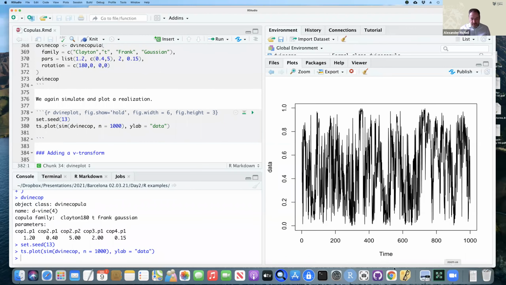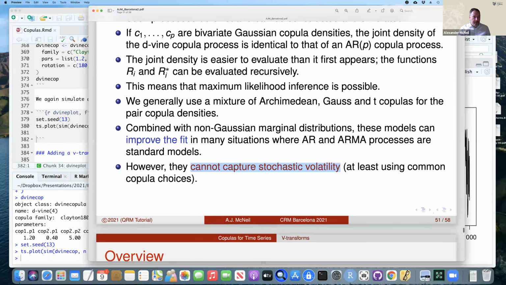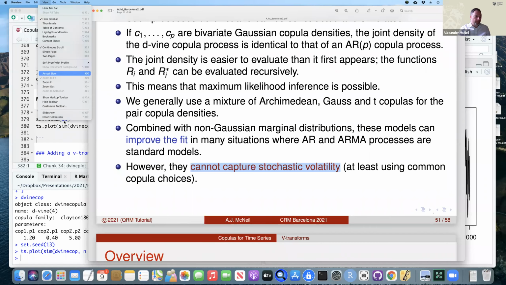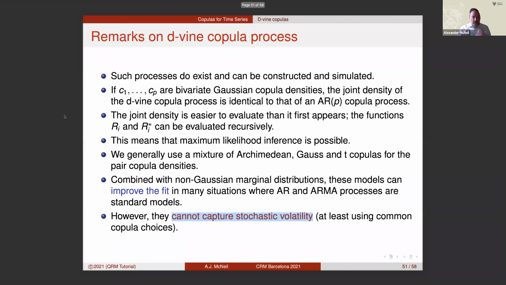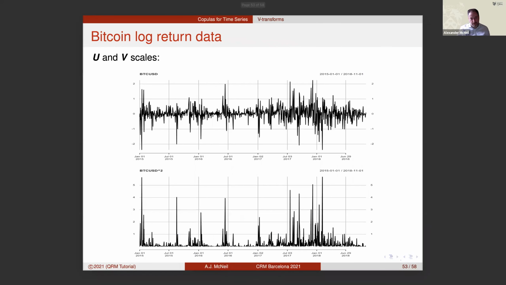So let's go back to the very final section of the theory. So this point that I'm making here, so far what I've shown you would be fine for many macroeconomic time series. Anything that uses an ARMA process, we can change the distribution, we can change the serial dependence copulas, what I call the partial copulas, but we can't capture stochastic volatility. That requires something else. And that's the idea of the V transform, in my opinion.